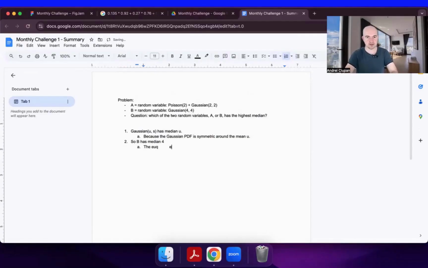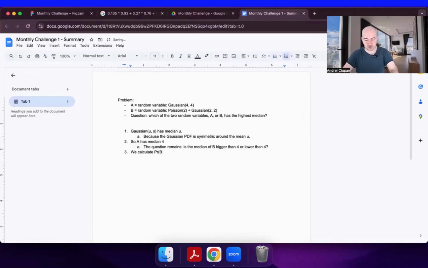So the question remains, is the median of A bigger than 4 or lower than 4? It could also be equal to 4, but we're going to see that it's not. How do we tackle this? By the way, technically speaking, I think this was B and this was A, how I wrote it on the whiteboard, so we can do it like this properly. So B has median 4. Is the median of A bigger than 4 or lower than 4?